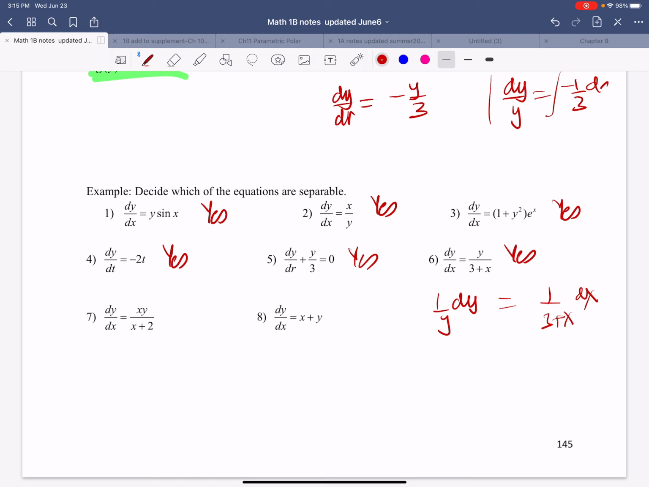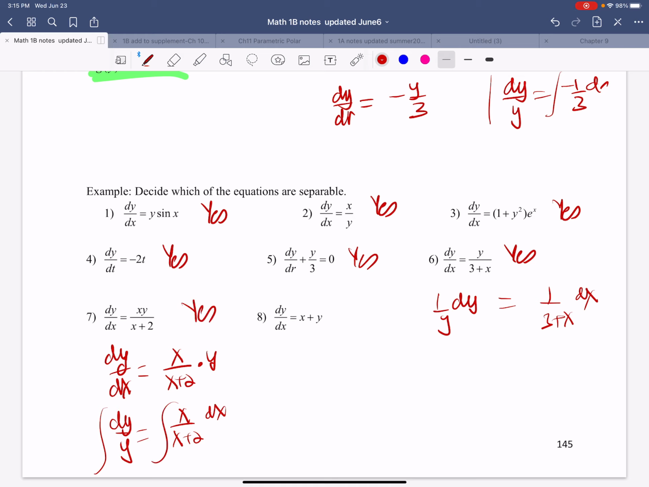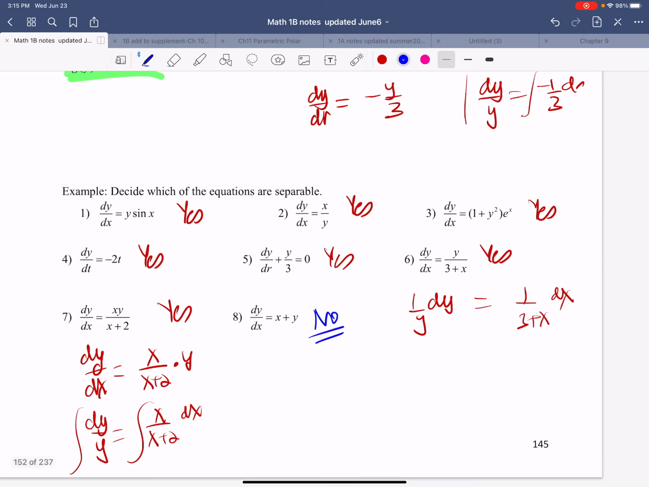That is separable. Let's check out number 7. Is that separable or not? Looks like it is separable because we can write it as dy dx is equal to x over x plus 2 times y. And next we can divide by the y, and have x over x plus 2 dx, and then go ahead and integrate. That would be separable. Yes again. Let's check out number 8. Does that look separable? Is there any way I can isolate the x's on one side and y's on the other side? No, that's not going to be possible here. So that is not a separable differential equation because there's no way I can isolate all the y terms on one side and x terms on the other side.